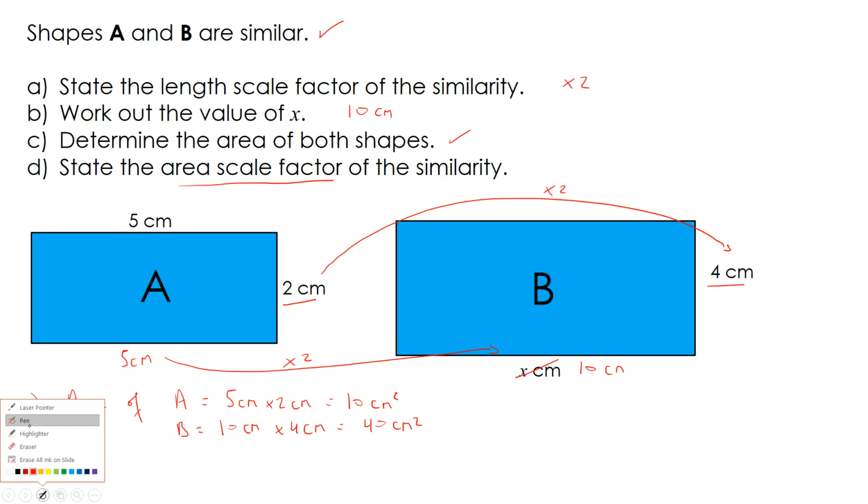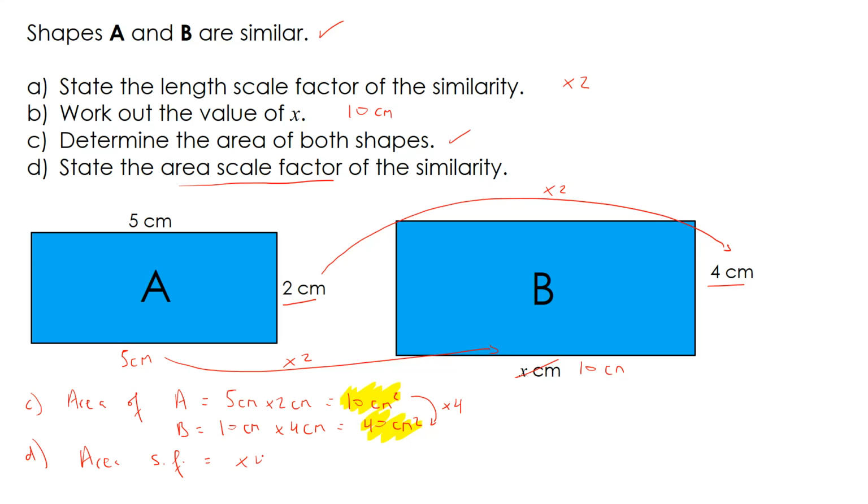Now, part D, find the area scale factor of the similarity. If you look at the two areas, what is the scale factor here? Remember, how many times bigger than 10 is 40? Well, I reckon 10 times 4 is 40. So the area scale factor is times by 4.